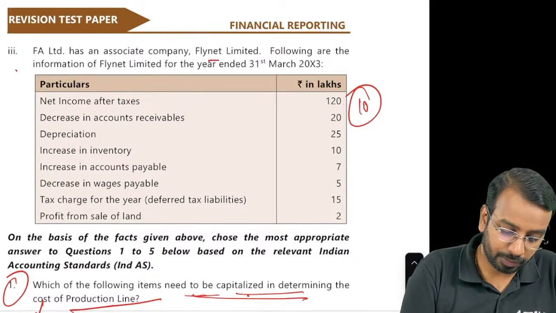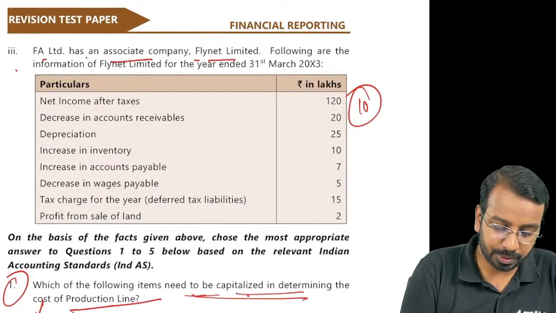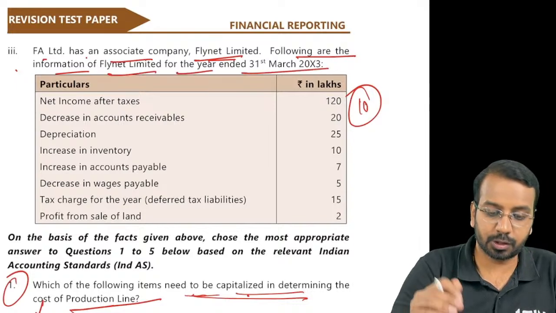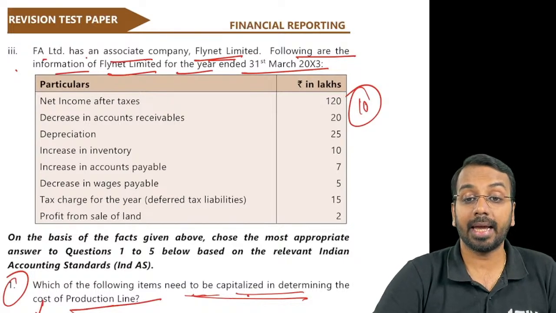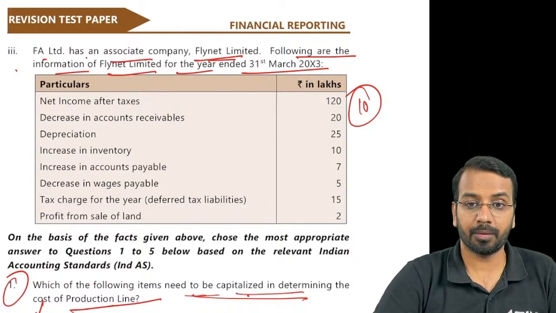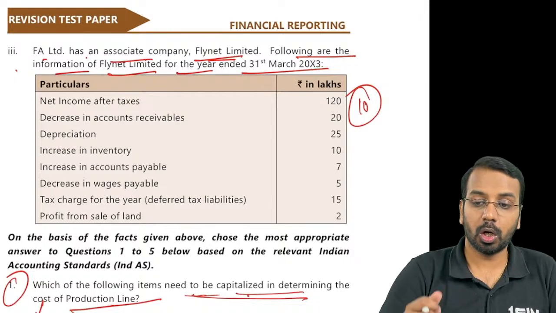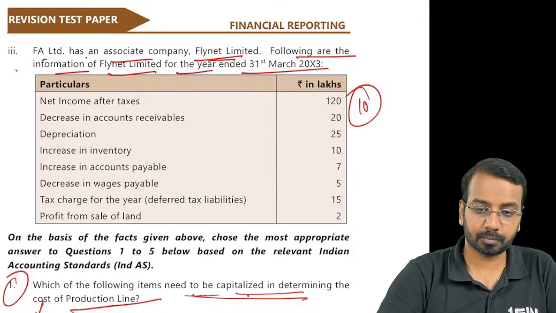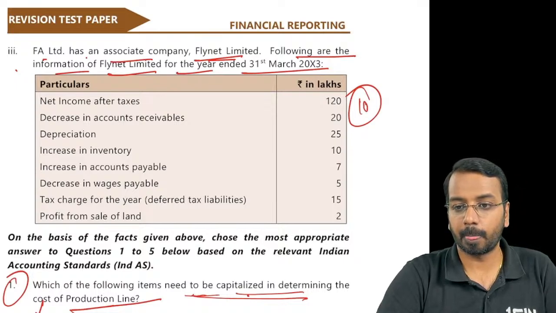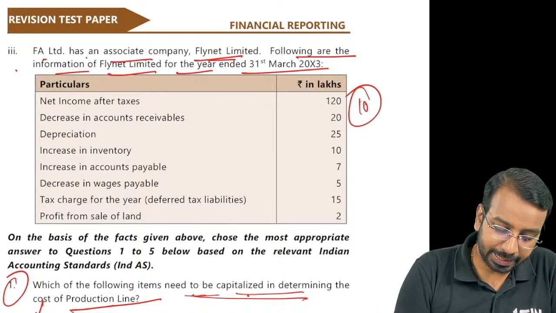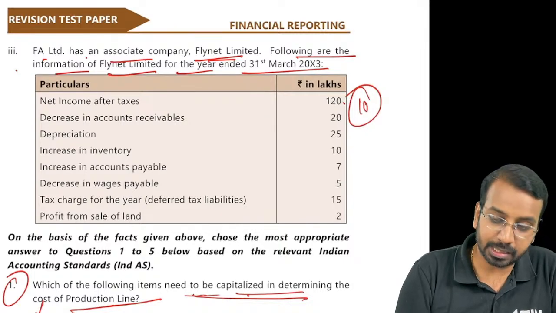This is related to Flynet. FL Limited has an associate company, Flynet Limited. Following is the information of Flynet Limited for the year ended 31st March of year 3. What are we required to do? We are required to calculate cash flow from operations. So, what is given? Net income after taxes 120.